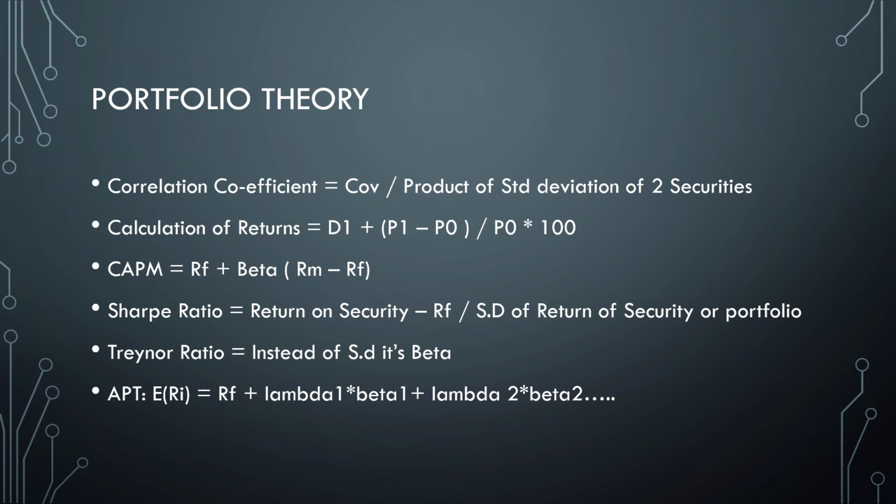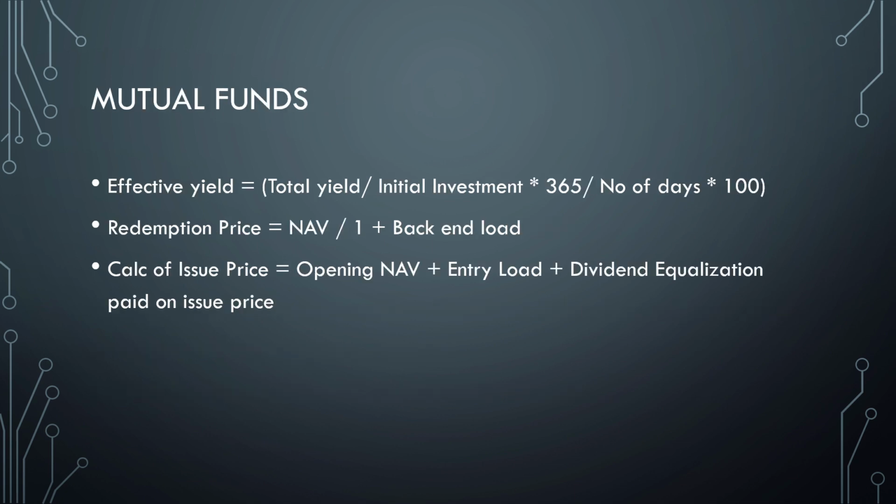Arbitrage pricing theory: E of R is equal to R plus lambda 1 into beta 1 plus lambda 2 into beta 2. You can give less importance to this, but it's very important to know also. You can follow this in your future as well whenever you buy or invest in securities. Moving on to the next one, mutual funds.